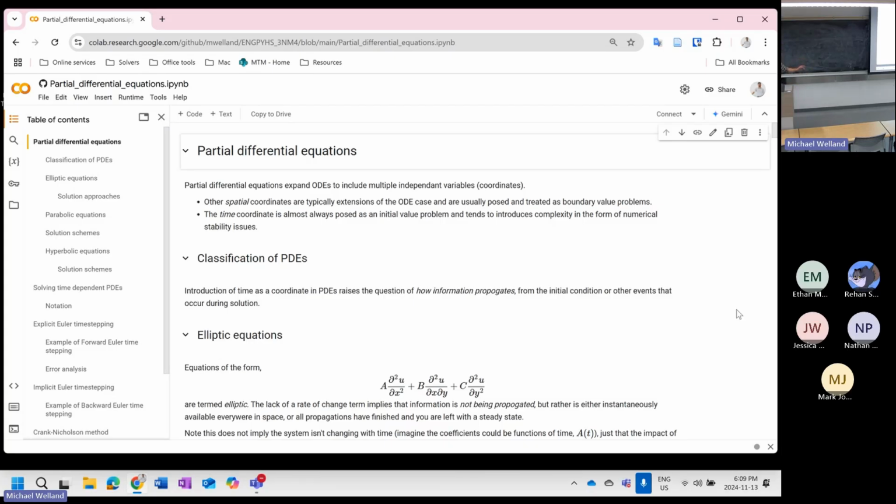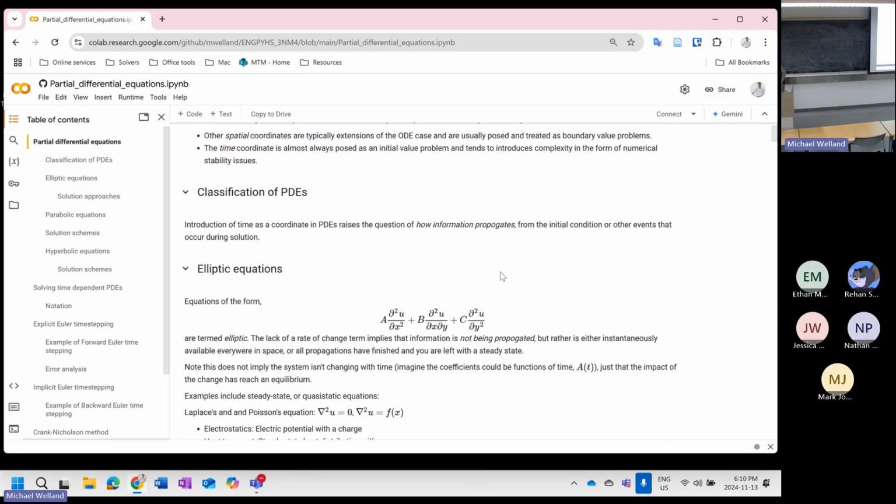Let's talk about partial differential equations. So PDEs are basically expanded ODEs to include multiple dimensions. Other spatial coordinates, X, Y, Z, are basically just an extension of the boundary value problems. That's how you're going to treat it. The problem is time. Time has to be an initial value problem because you generally don't have the value at the end of time. In some cases you do, actually, but generally speaking, you don't, right? And that kind of mix up is where you get the problems.